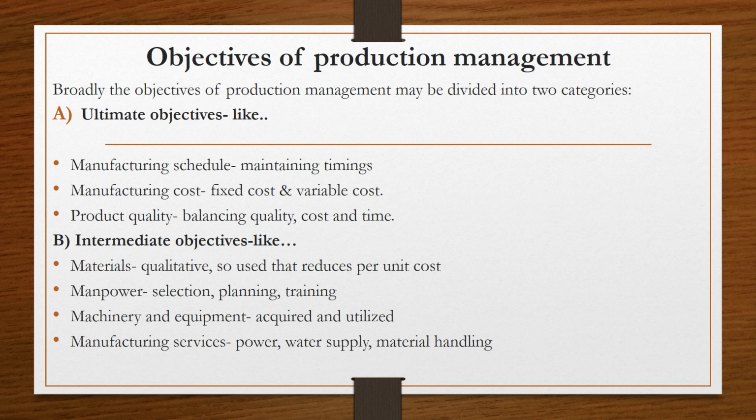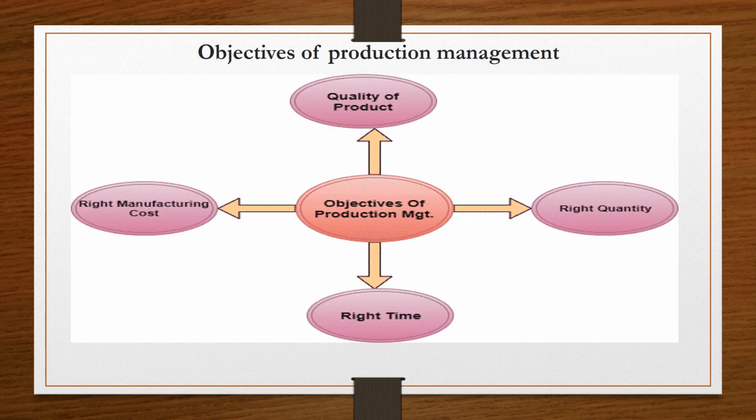Here the different objectives have been mentioned. It can be divided into two parts basically, ultimate objective and intermediate objectives. I have made a chart here where the things come up clearly, what the objectives of production management are. By now we should be clear about the objectives. Why do we take up production management? What are the basic aims? To get the quality product, the right quantity of the product, to get the things at the right time, and to get it at the right manufacturing cost. For these particular purposes, we take up production management.